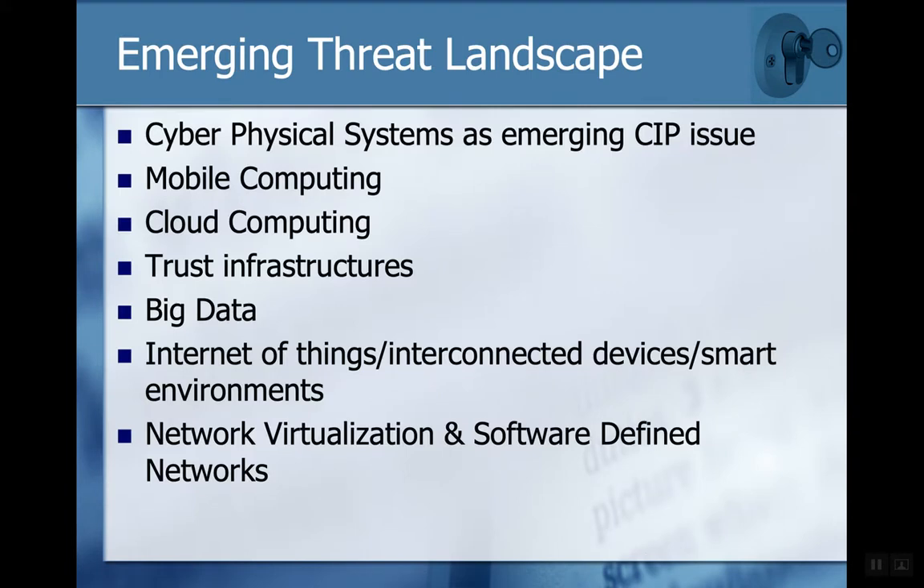Emerging threats, cyber physical systems. Basically, we're starting to see the idea of introducing internet-based connections into devices across the board. The idea of, like, in manufacturing. It used to be that manufacturing systems were totally isolated.